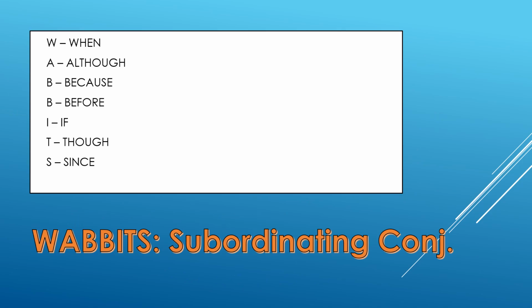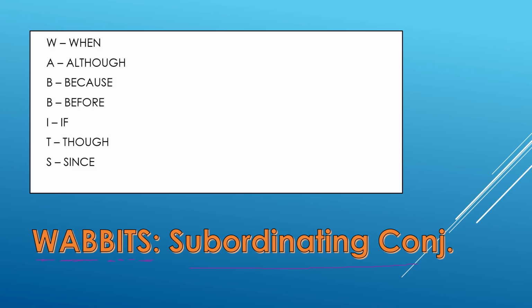So Wabbits is just a really easy menu, just like fanboys. It's an easy menu to remember, at least 7 subordinating conjunctions. Like I said, there's probably about 2 to 3 dozen subordinating conjunctions. You can look up a whole list of them if you want. Just Google it, subordinating conjunctions list. But Wabbits will kind of get you through some sticky situations if you're stuck and you can't remember.